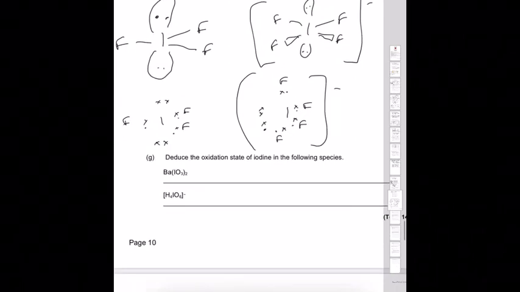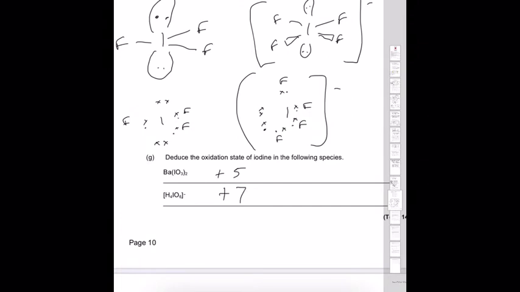Okay, deduce the oxidation state of iodine in the following species. So iodine is a -1, it's a +5, and it's a +7.